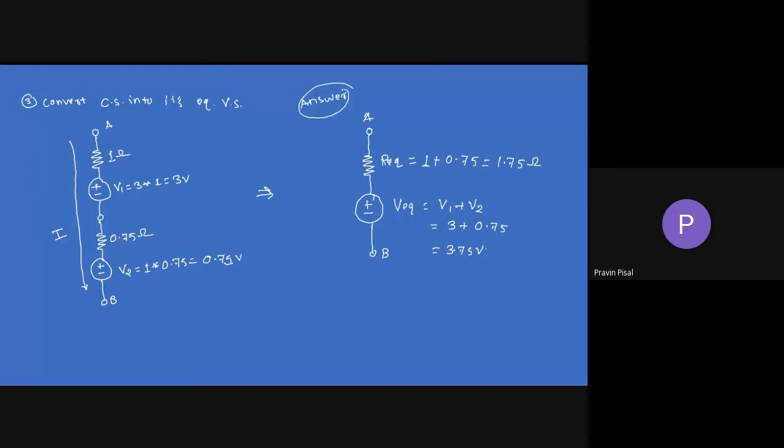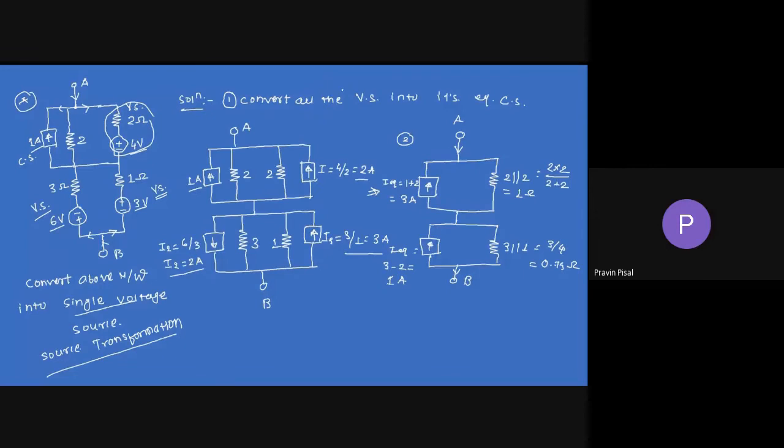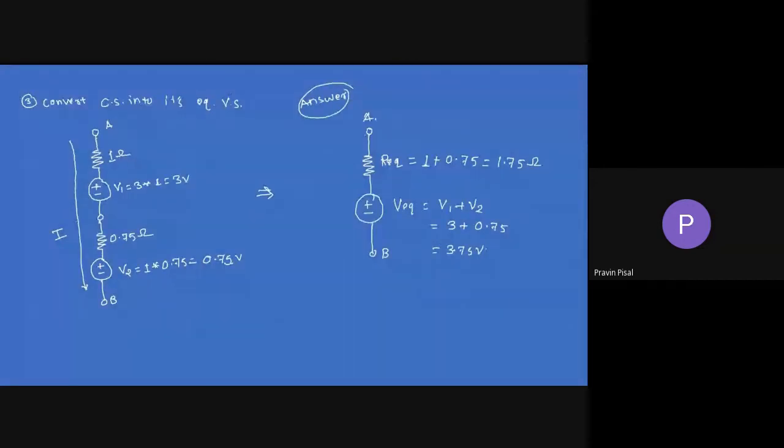So you can see that they have given you this type of network where we have four sources. The question was to convert the above network to a single voltage source. So you can see that we have converted the complete network into a single voltage source. So this will be your final answer. Okay. So in that way, we have to deal with the source transformation numerical.